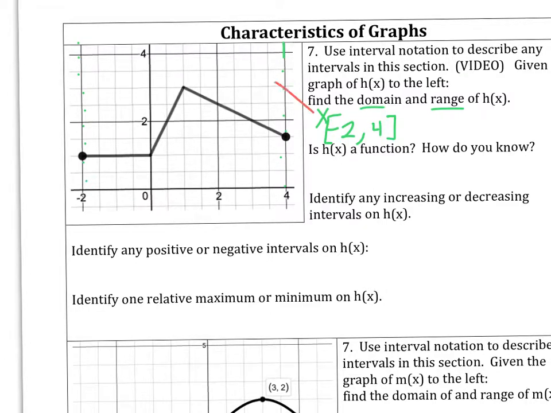Just as a side note, this means the same thing as negative 2 is less than or equal to x, is less than or equal to 4. In other words, x is between negative 2 and 4.